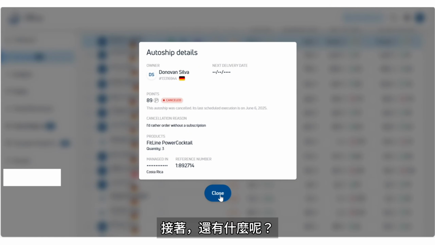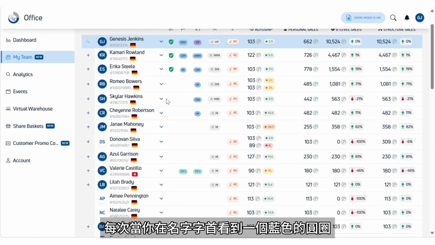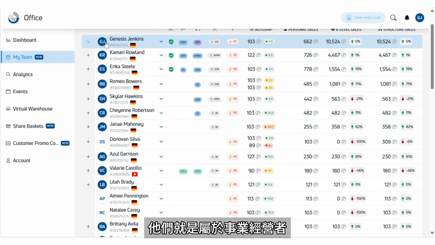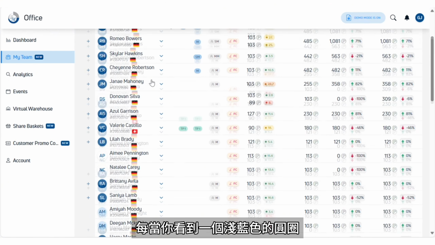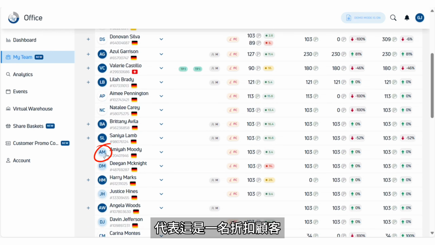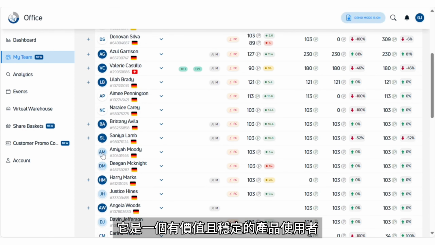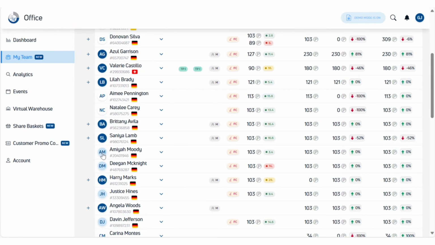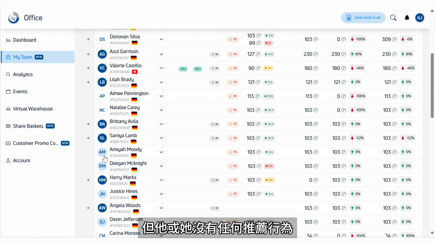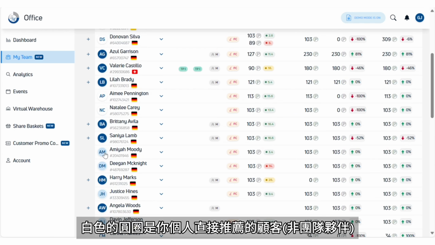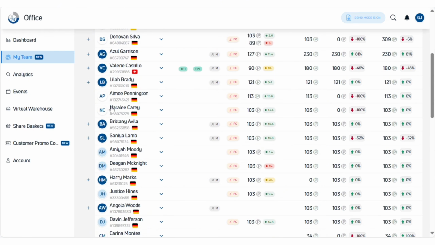So what else? Every time you look at a blue circle with the initials, you know we're talking here about the business builder. Whenever you see a light blue circle, it's a discount customer. A valuable and strong product user, but he or she is not sponsor active or earning any commissions, so buying products with the discount. And the white ones are your personally sponsored direct customers.